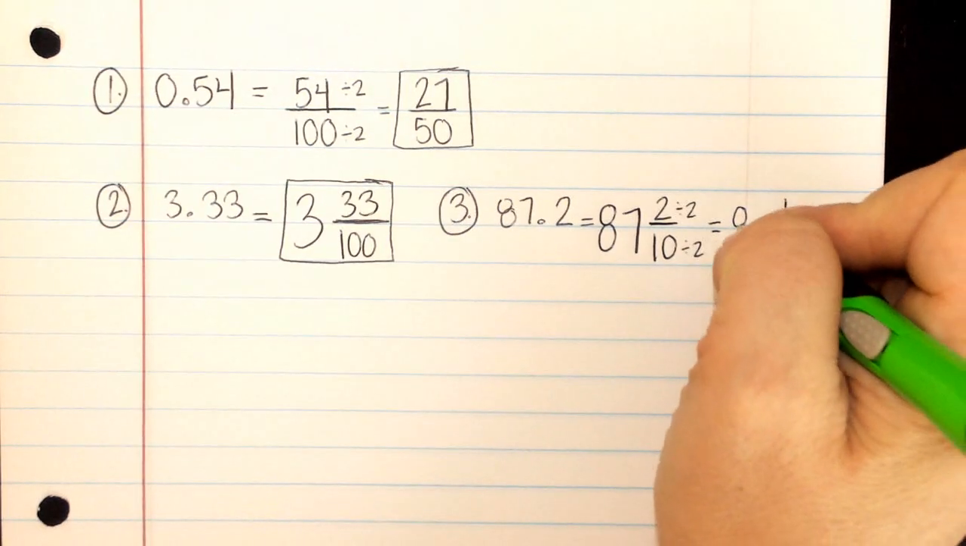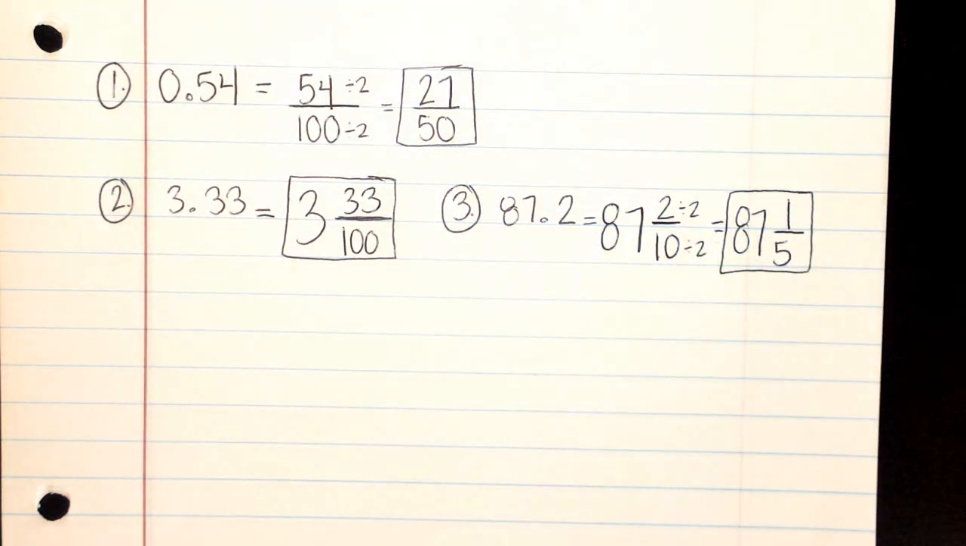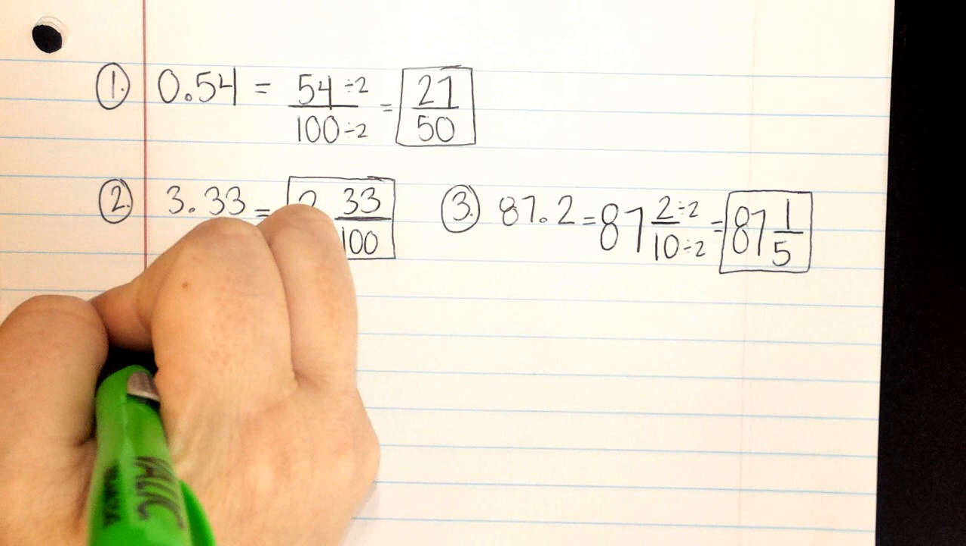87. We've got to remember that whole number. Very good, okay? So make sure you have 87 and 1/5. If you forget it, you can't just put it at the end. 87 has to be in the front, okay? All right, questions about 1, 2, or 3? All right, let's look at number 4.